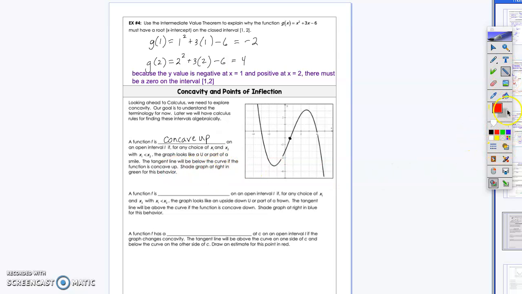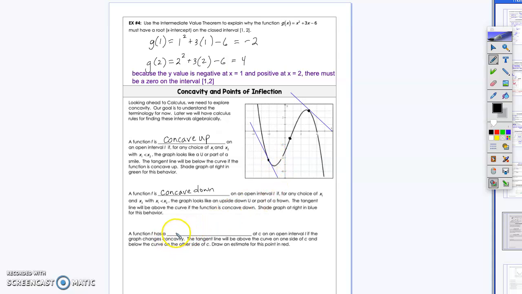It also says a tangent line will be below the curve if the function is concave up. A tangent line is just a line that would touch the graph at one point. So if I draw a tangent line so that it touches at one point here, you can see that the tangent line is below the curve. A function is concave down, on the other hand, on an open interval I, if for any choice of x1 and x2, with x1 being left of x2, the graph looks like an upside down U, or a part of a frown. It says a tangent line would be above the curve in this case. So if I drew a tangent line on this side where it touches just once, you can see it's above the curve. So that would be concave down.